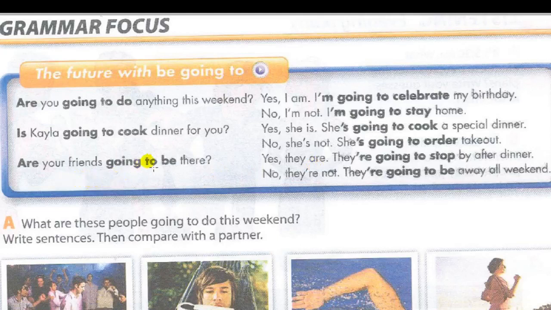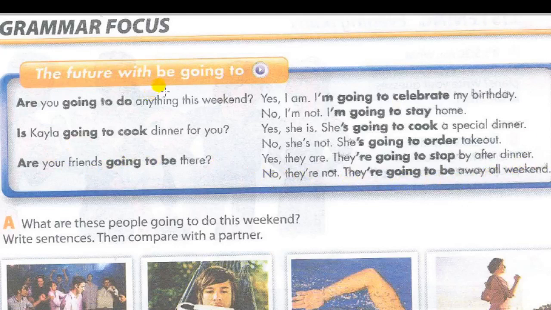Are your friends gonna be there? Yes, they are. They gonna stop by after dinner. Stop by after dinner. After they finish eating dinner, they are going to visit me. Are your friends gonna be there? No, they're not. They're gonna be away all weekend.